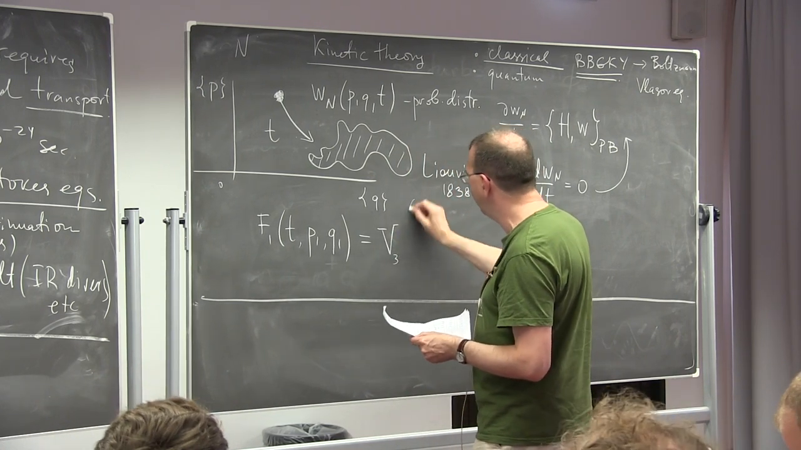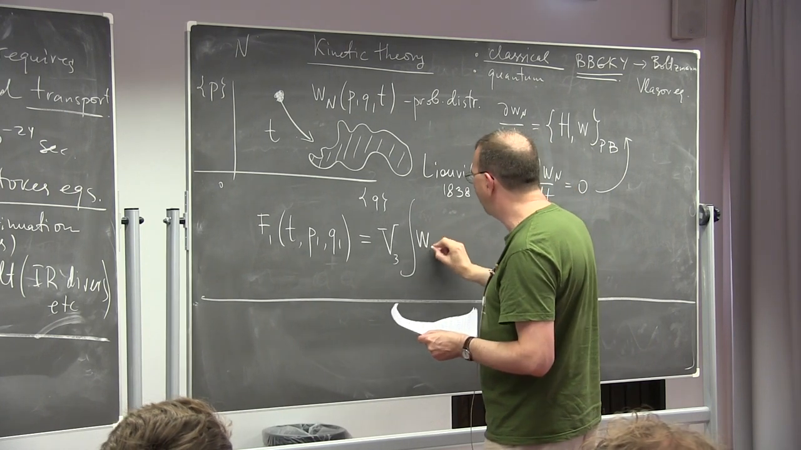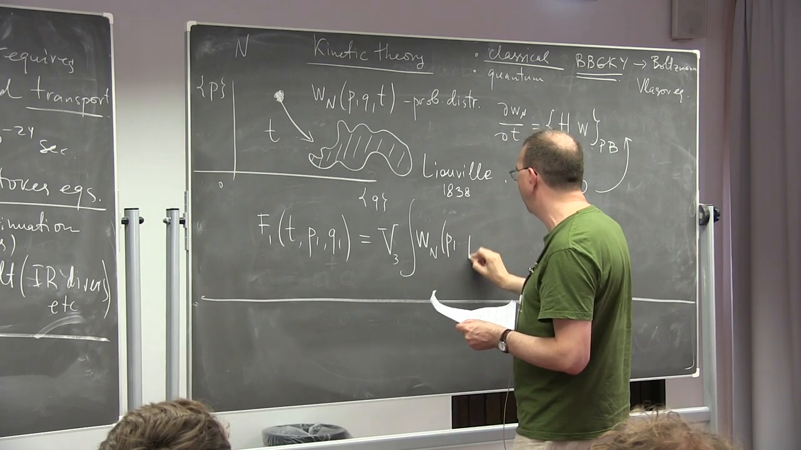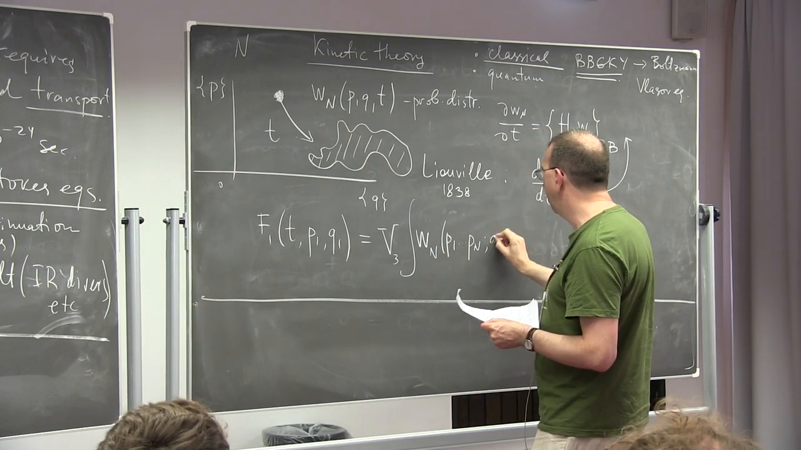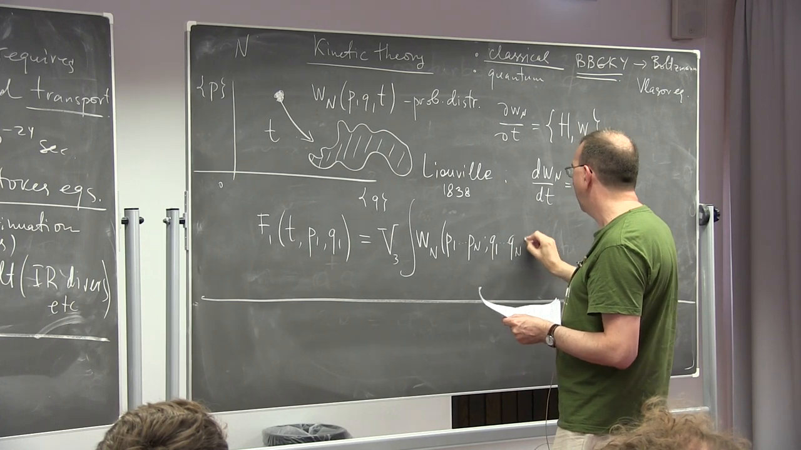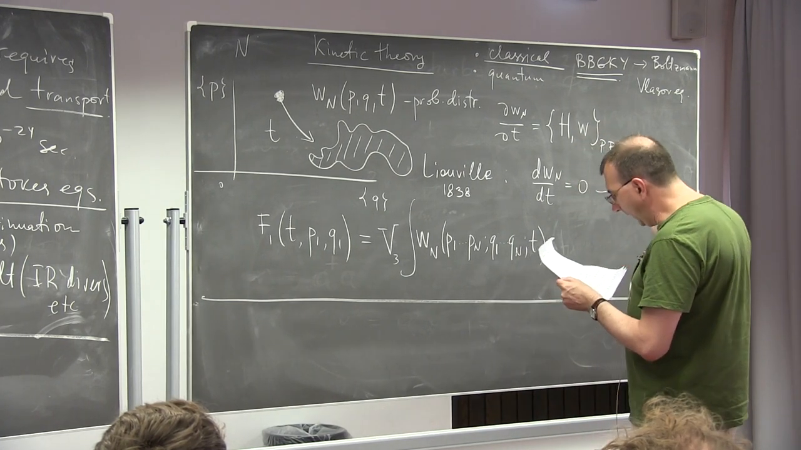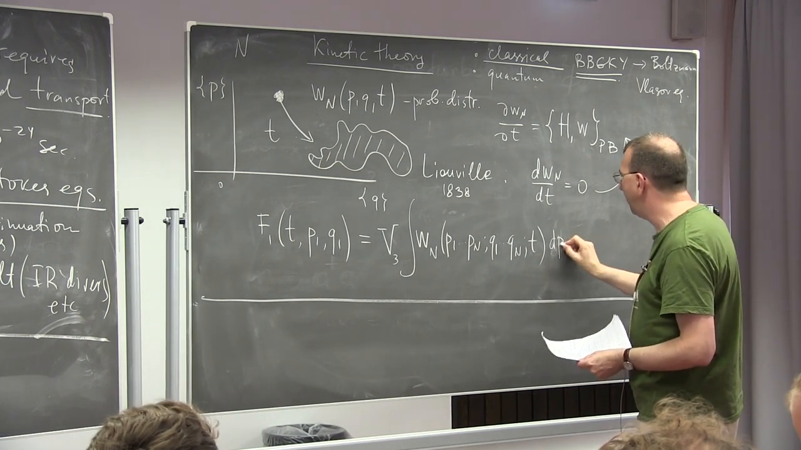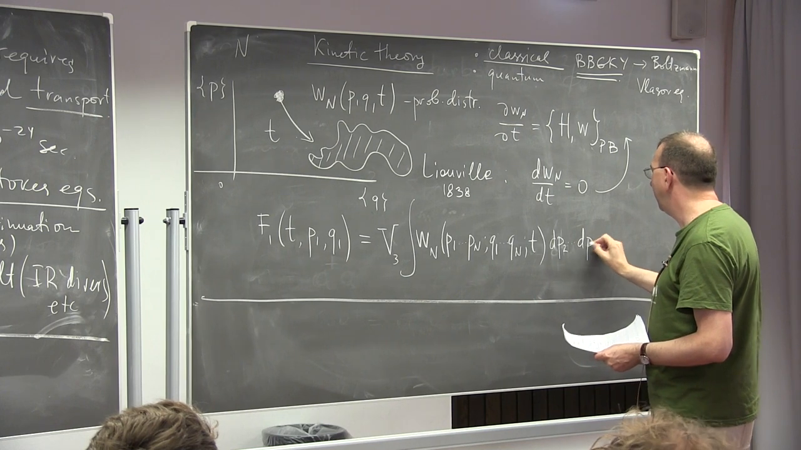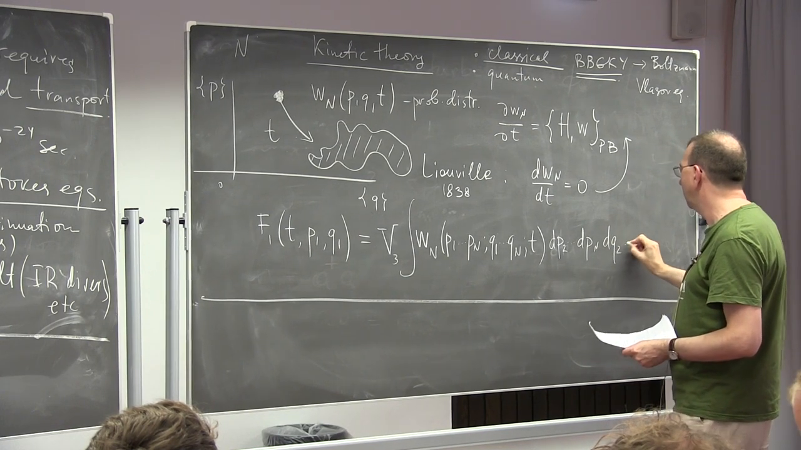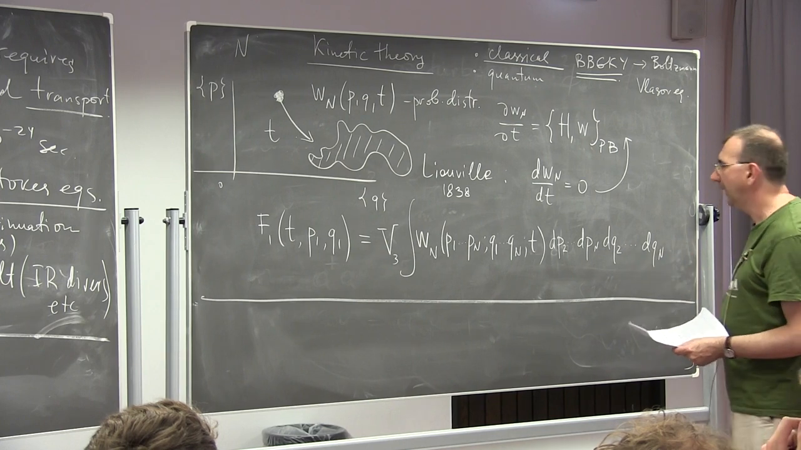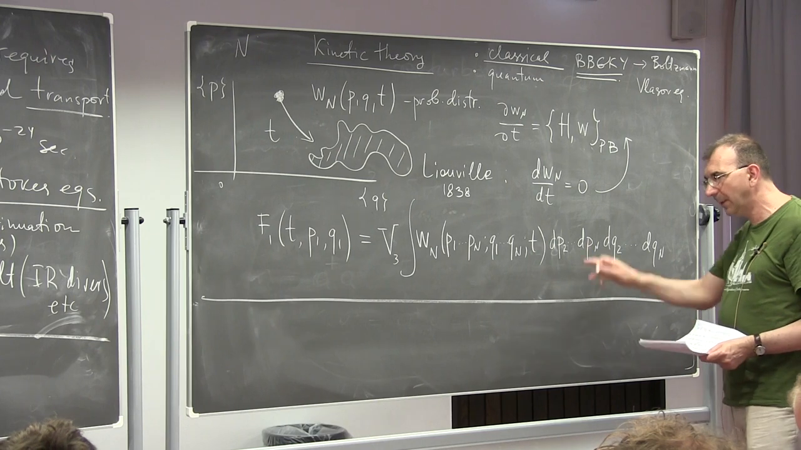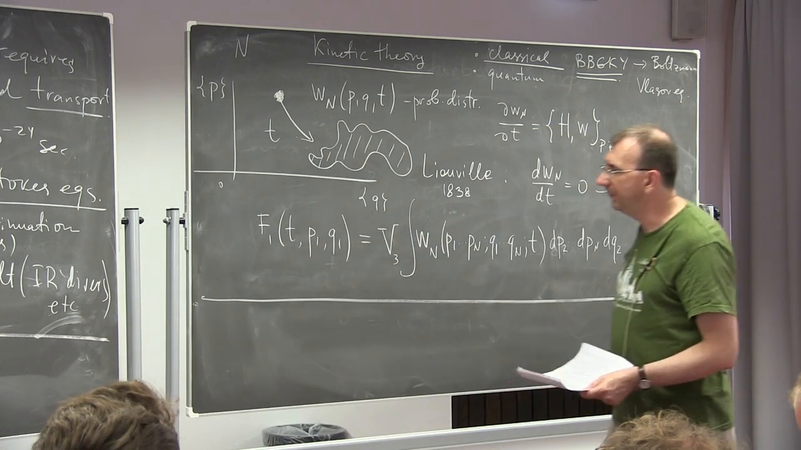This is just normalization. The integral over the whole probability distribution, which, I remind you, depends on p1 and so on, pn, and then q1 and so on, qn, and then time. You integrate this w, suppose you know it, over dp2 and so on, dpn, and then dq2 and so on, dqn. All right, so integrate over all momenta and all coordinates except p1 and q1. So the result depends on p1 and q1.